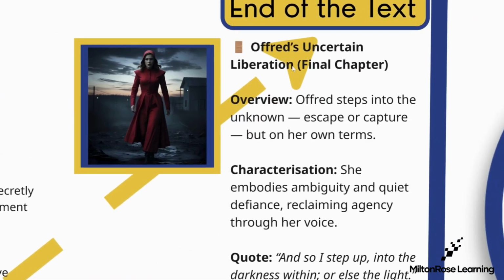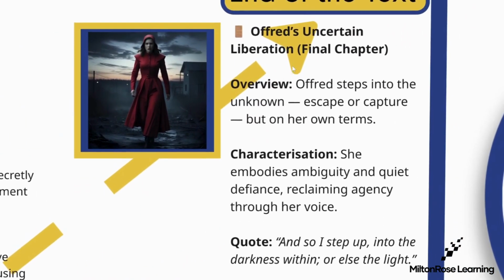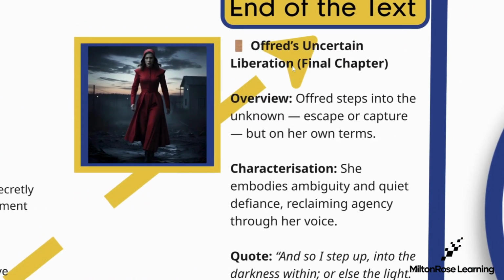And then by the end of the text, let's look at Offred's end of the journey. Her uncertain liberation in the final chapter. So she steps into the unknown, escape or capture, we don't know, but it is on her own terms, and I think that's very symbolic. She embodies ambiguity by the end and quiet defiance, reclaiming agency through her own voice.